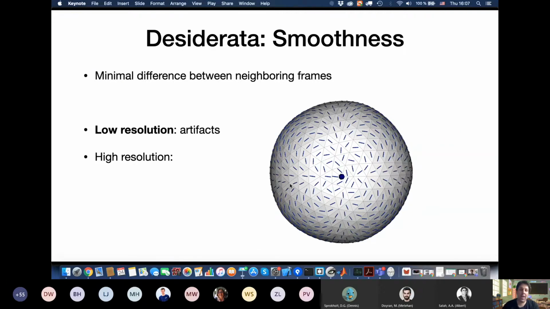What is the problem? If your original domain, in this case the triangle mesh, is very low resolution, then there's only so much you can represent. If the field has a lot of rotation, if you look from afar, you can see this kind of magnetic thing going on. The field has some kind of rotation around it, but if you look closely, it looks like noise. There's a big difference between neighboring triangles. So you get artifacts, and the computer cannot always identify the main trend.